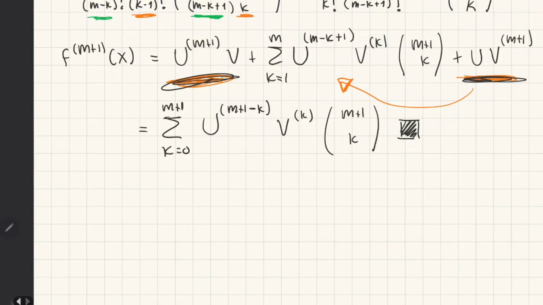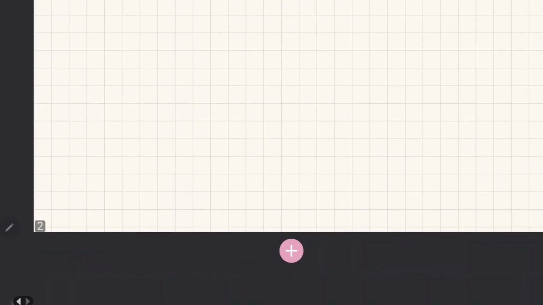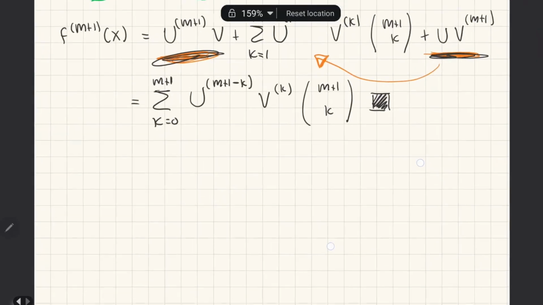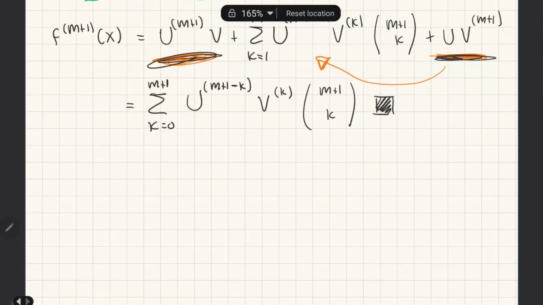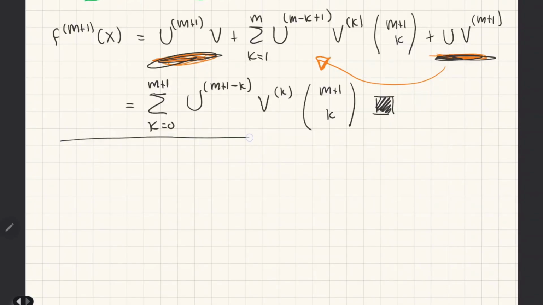So what we are going to do now is to use it to calculate the third derivative of a given function, just to show an example of how to use this formula. Okay, so the example that we are going to solve is f of x equals x cubed times sine x.